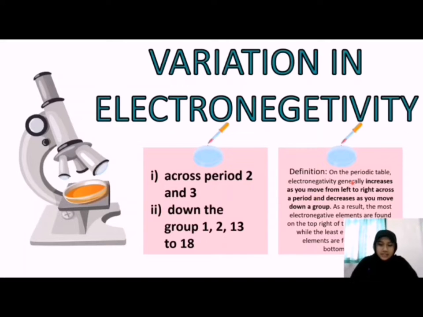The definition is: on the periodic table, electronegativity generally increases as you move from left to right across a period and decreases as you move down a group. As a result, the most electronegative elements are found on the top right of the periodic table, while the least electronegative elements are found on the bottom left.